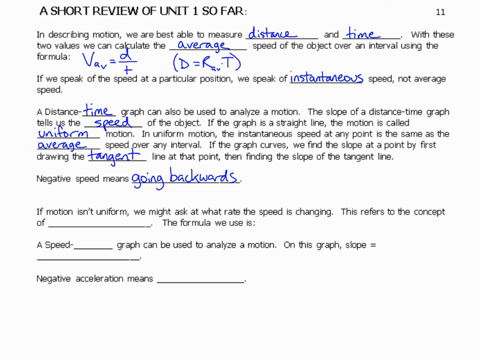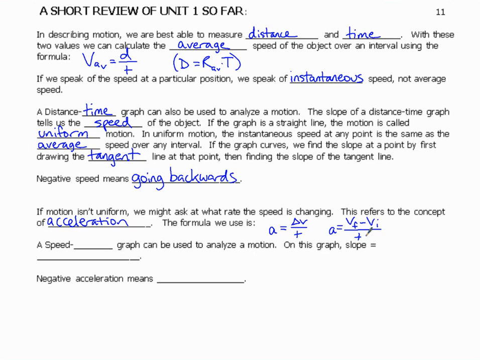If the motion is not uniform, we might ask at what rate the speed is changing. This refers to the concept of acceleration. The formula we use is acceleration equals the change in velocity over time, which we could write as acceleration equals final velocity minus initial velocity divided by the time.